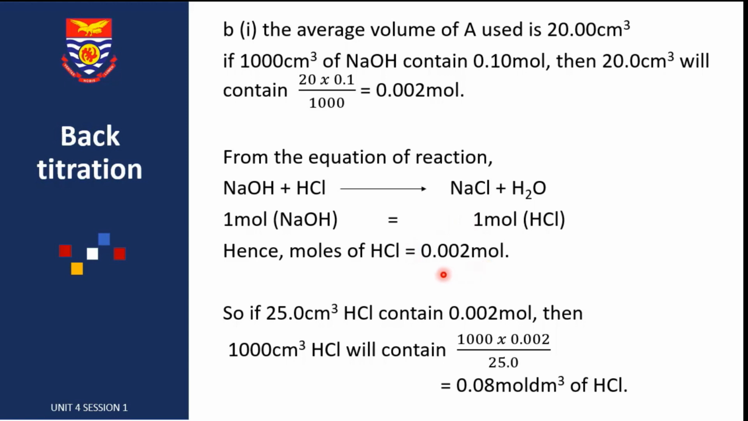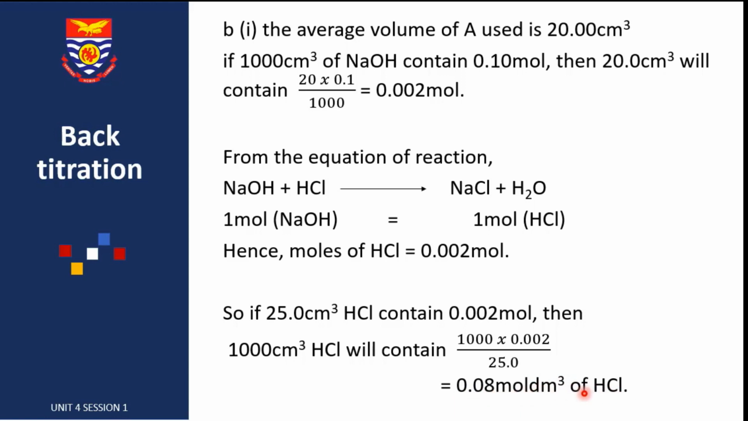moles. Remember, this 0.002 moles is the moles of the acid that was in just 25 cubic centimeters of the acid that was used, not the large volume there. So we have to convert this moles in 25 into moles in 1000 cubic centimeters. So if 25 contains 0.002, then 1000 will contain what? And by this we have 1000 times 0.002 over 25.0. And that gives us 0.008 mole per decimeter cubed. And that is our amount concentration.